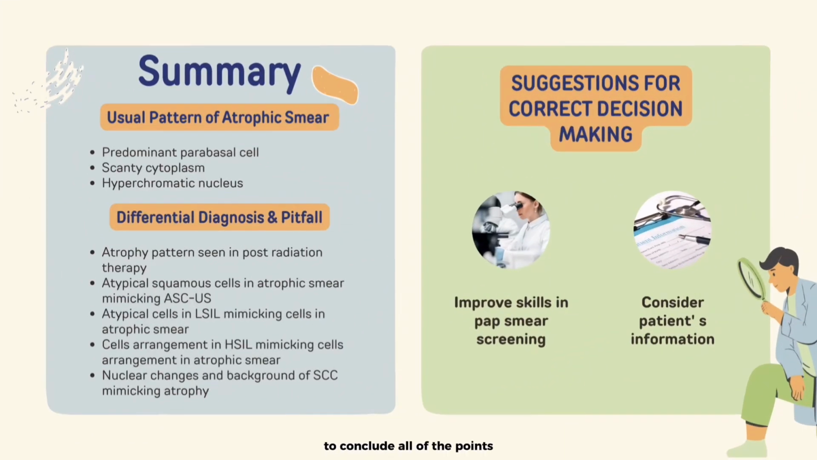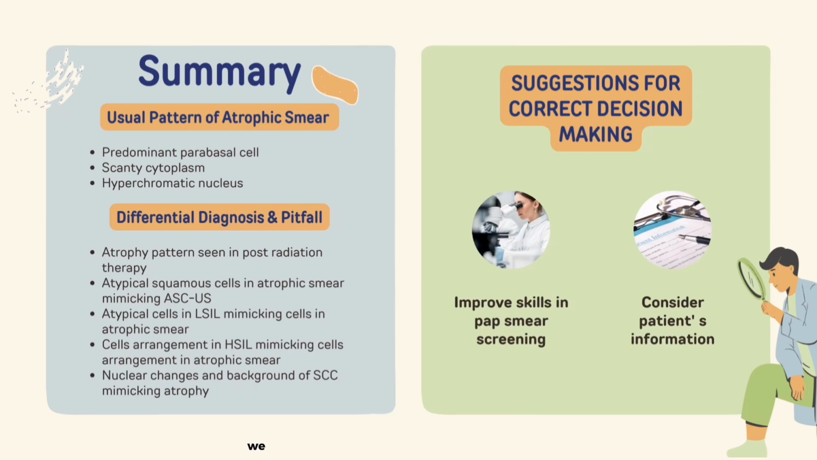To conclude all of the points, the characteristics of atrophic smear are predominant parabasal cells, scanty cytoplasm, and hyperchromatic nucleus. Whereas differential diagnosis and pitfalls include atrophy pattern seen in post-radiation therapy, atypical squamous cells in atrophic smear mimicking abnormal cells in ASC-US, atrophic smear cells mimicking atypical cells in LSIL, cell arrangement in atrophic smear mimicking cell arrangement in HSIL, and nucleus and background in atrophy mimicking nuclear changes and background of SCC. There are also a few suggested strategies for correct decision-making.